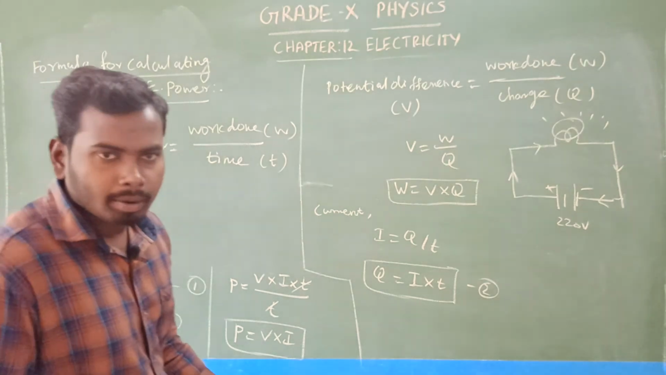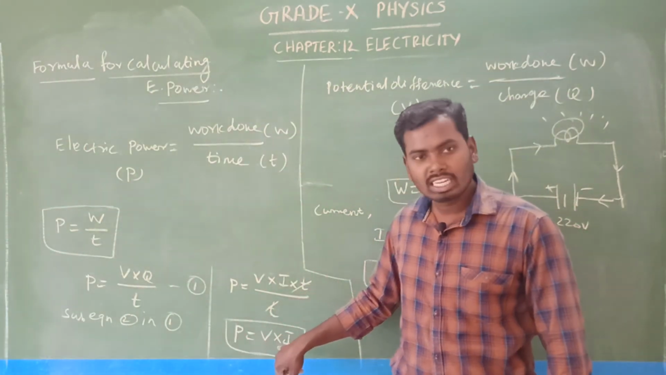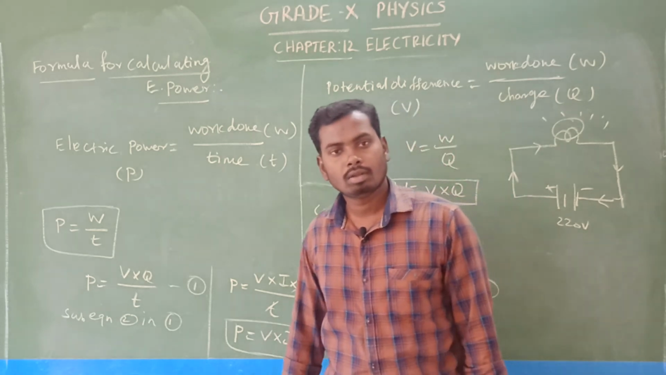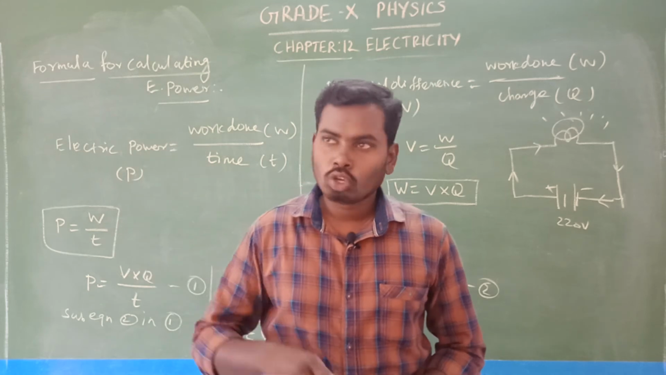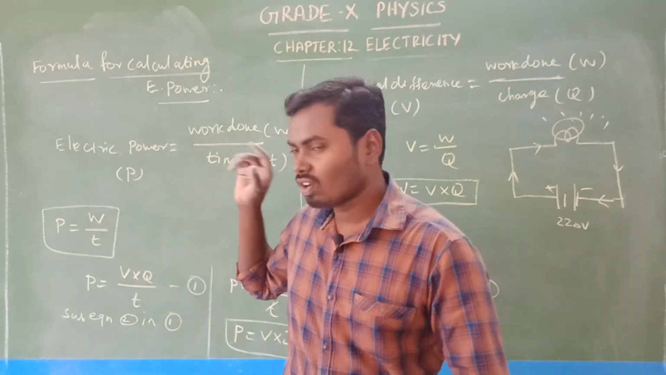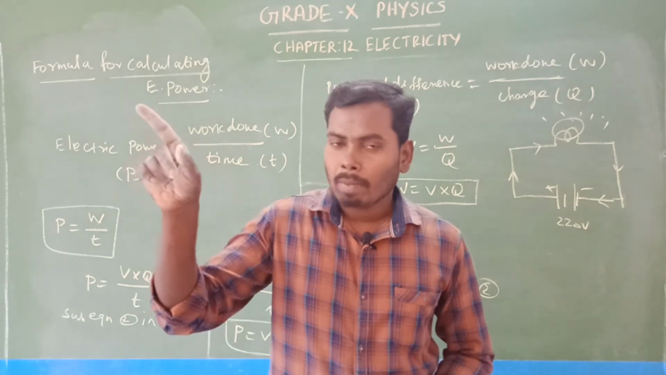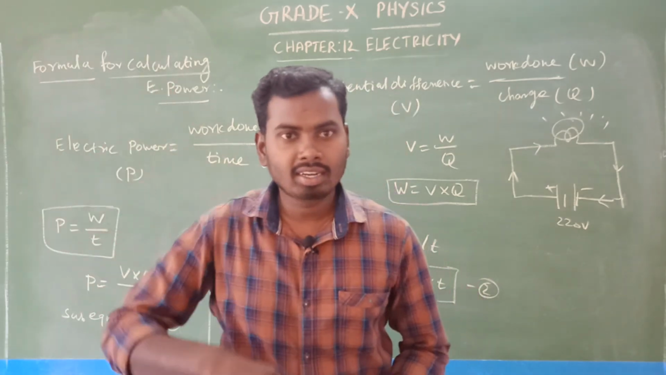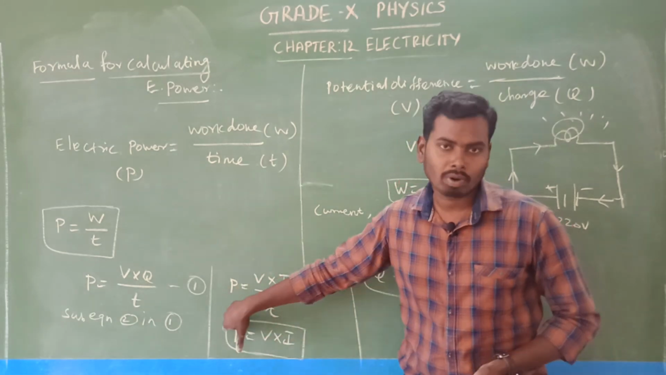So the electric power is equal to the multiplication of voltage and current. Look here, the bulb is glowing. That bulb has some power, which is 40 watt. The bulb is glowing because of potential difference as well as current. That is the reason why this product of potential difference and current is equal to power.